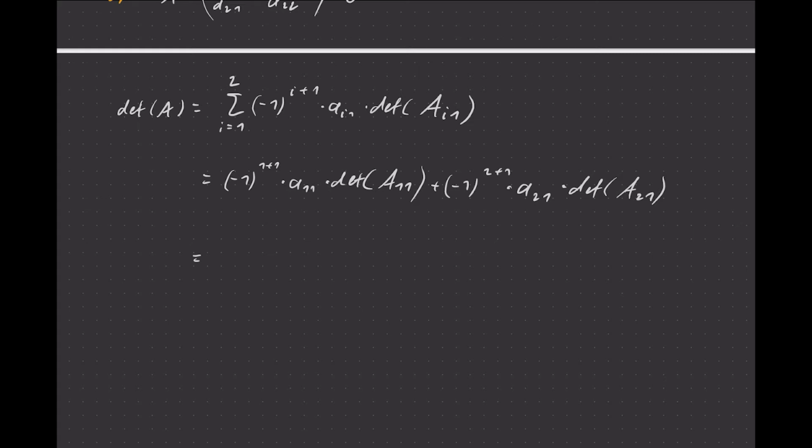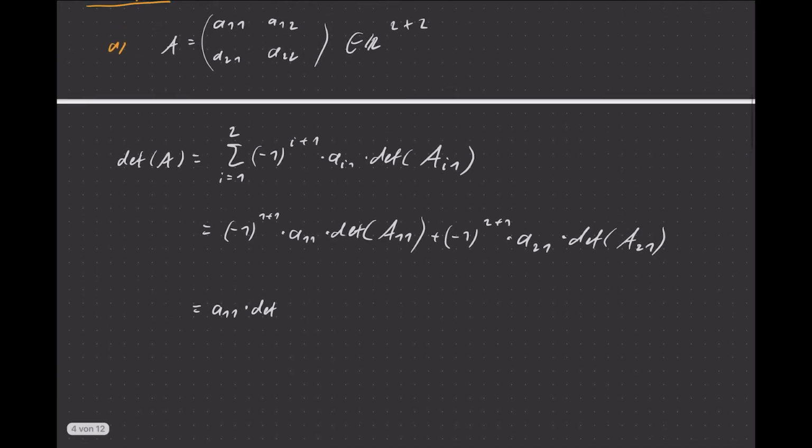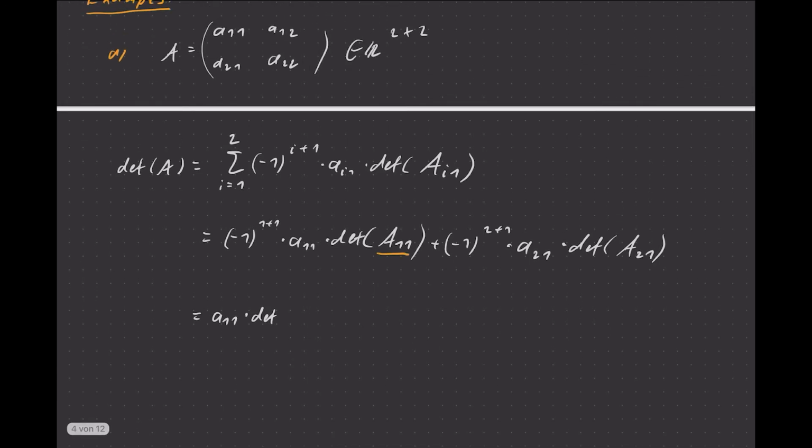So minus 1 to the 1 plus 1 is plus 1. A11 is just A11. Now for this cofactor here, what is this cofactor A11? Let's talk about that first. You get that by deleting the first column and the first row. So we would remove this first column and this first row here, this and that. And what remains is our reduced matrix. So what remains is just A22. So that is this cofactor.